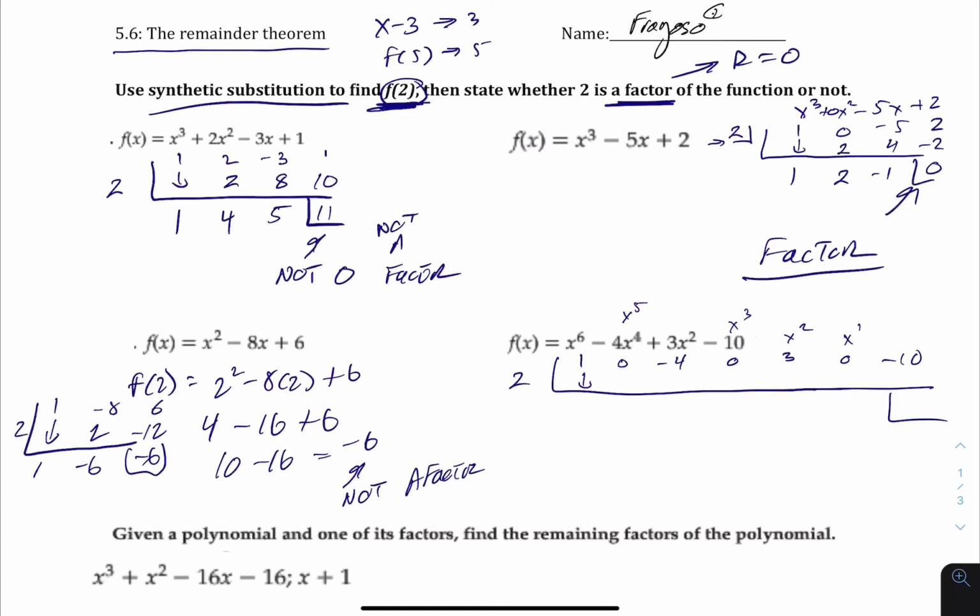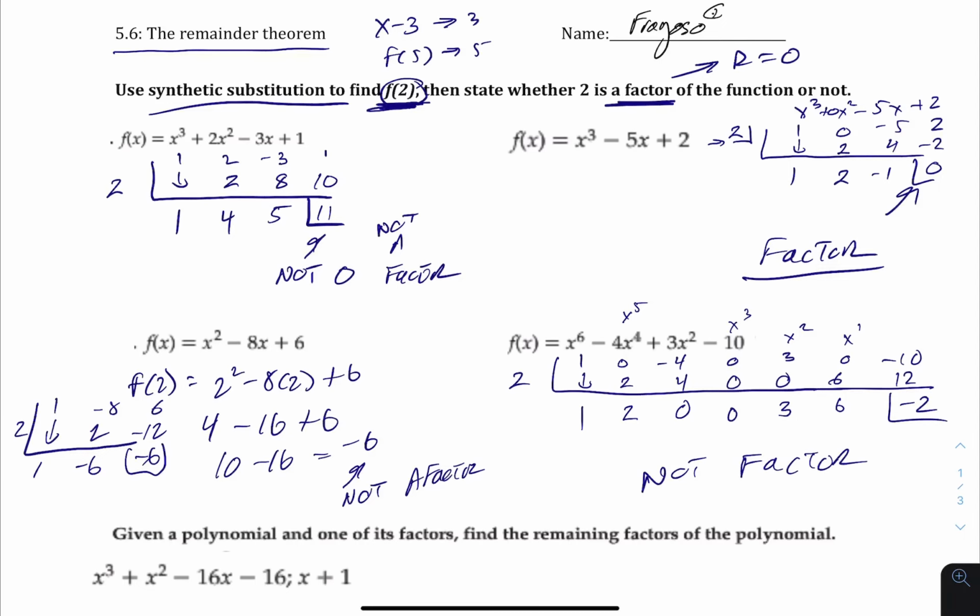Again, if I want to plug in 2, if I had a calculator, that's way easier. But without a calculator, I think this is actually easier. So bring down the 1, multiply across 2, add down 2, multiply across 4, add down 0, multiply across 0, add down 0, multiply across 0, add down 3, multiply across 6, add down 6, multiply across 12, and I get -2. So not a factor again.